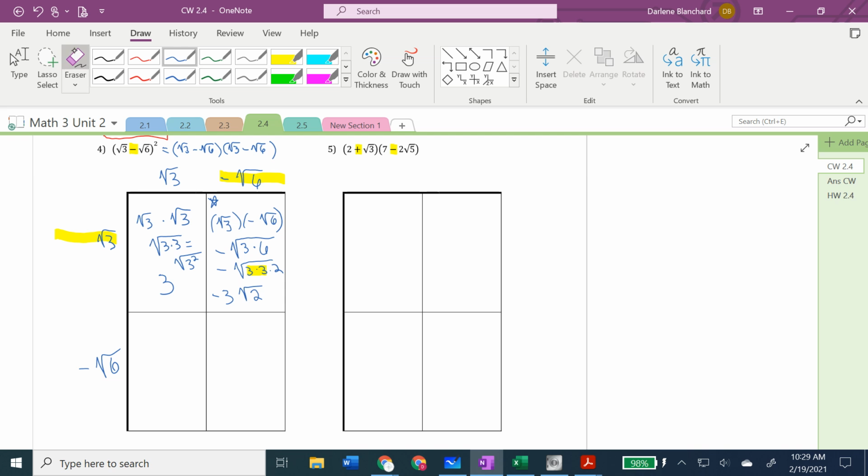I'm going to erase that star. And then I'm going to star this box. For this box, I am multiplying negative root 6 with root 3, but then, oh wait, hey, I just did that. So save your time. It is exactly the same thing you just did. So you're going to find it easiest if you just write down what you already found.